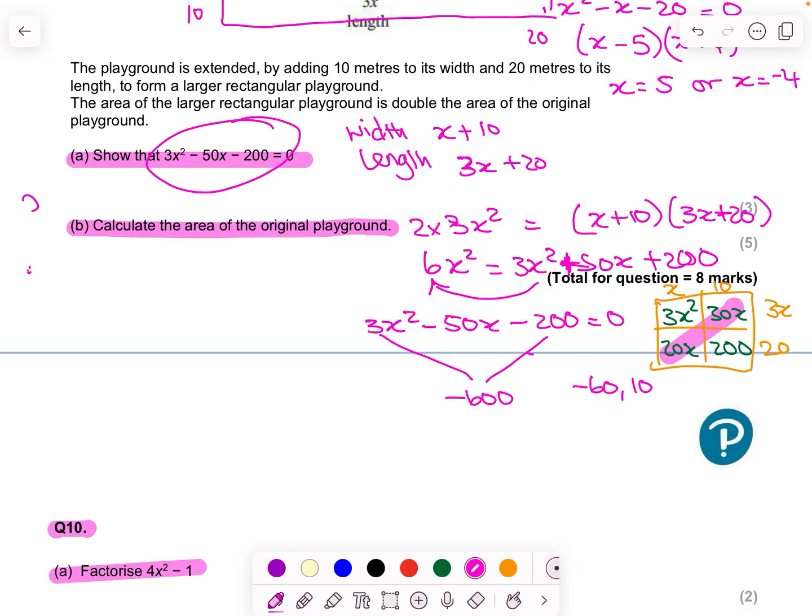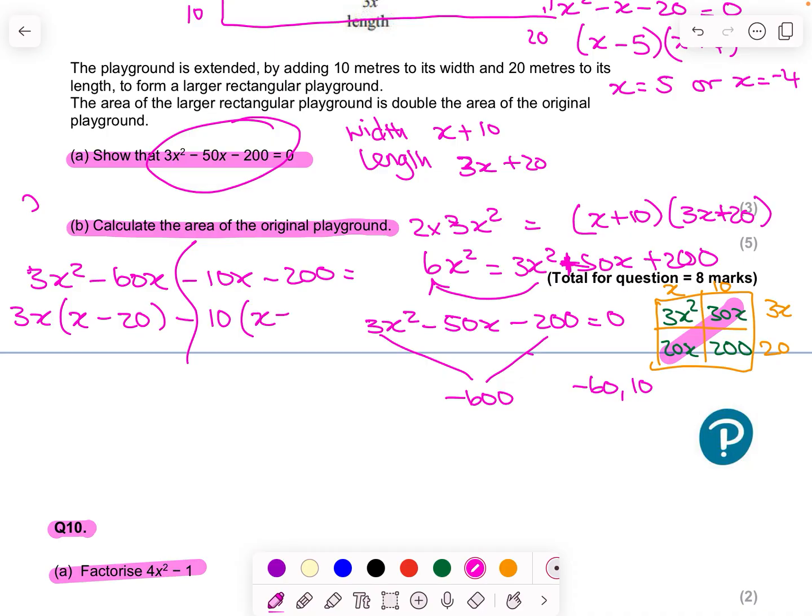So I'm going to do it here. So 3x squared minus 60x minus 10x and then minus 200 equals 0. Squiggly line. The 3x comes out because 3 is the biggest number that goes into 3 and 60. Here, x minus 20. Take away, I can take 10 out. And then here, x minus 20. No, something's gone wrong there.